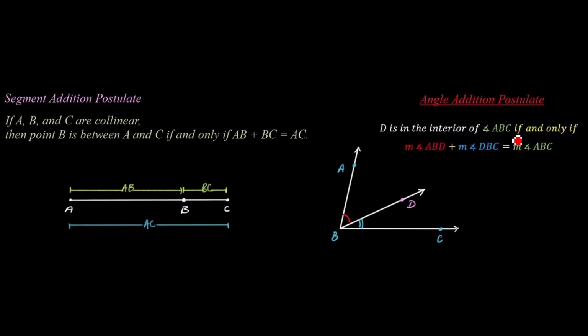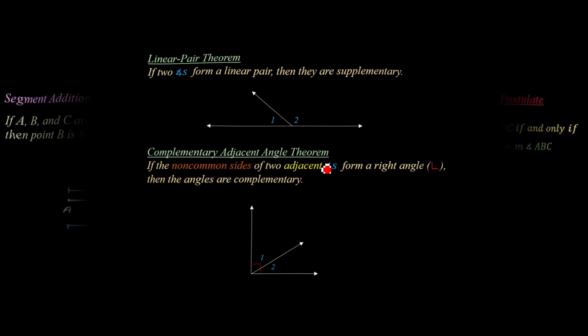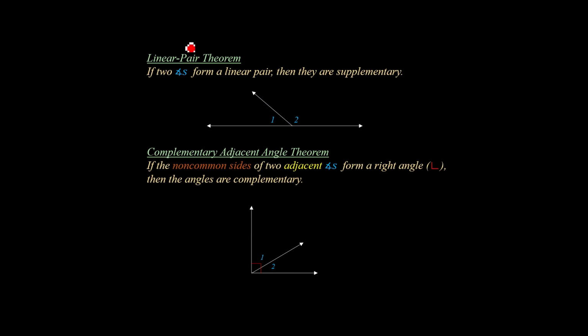That means the original conditional statement and its converse are true. And in this case, D is in the interior of angle ABC if and only if the measure of 2 baby angles will give the 1 big angle. This allowed us to add angles to give bigger angles, and that was the angle addition postulate. So the segment addition postulate has its cousin, the angle addition postulate. And then we learned some theorems.